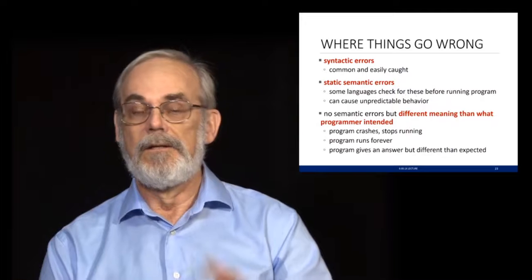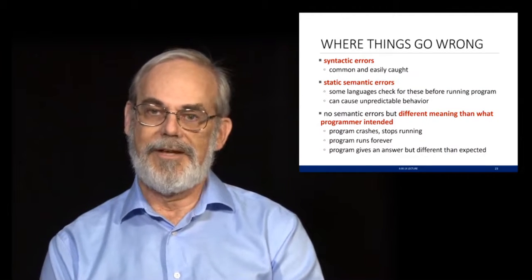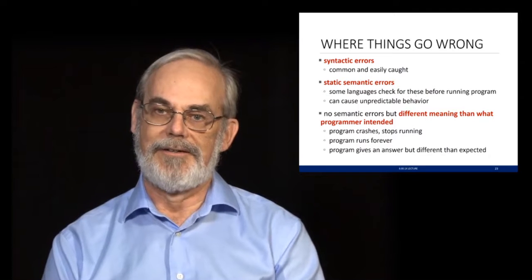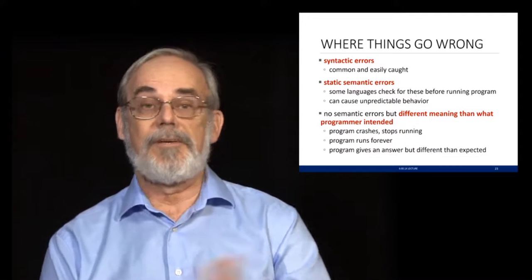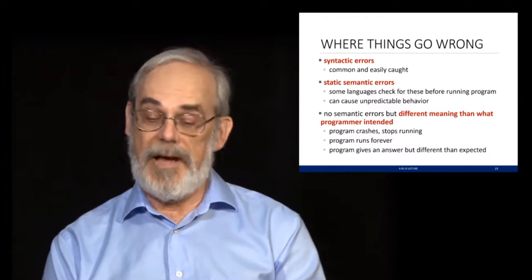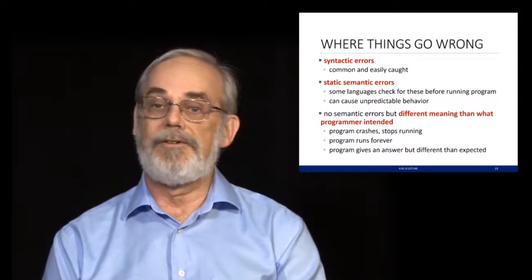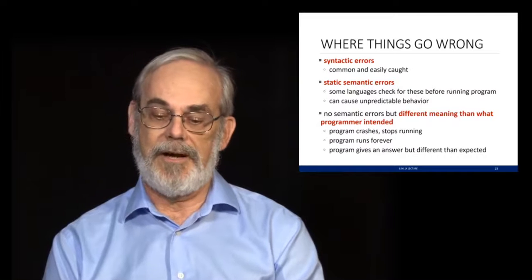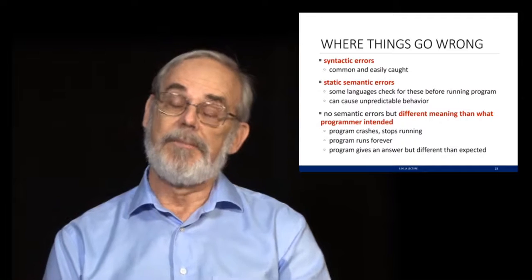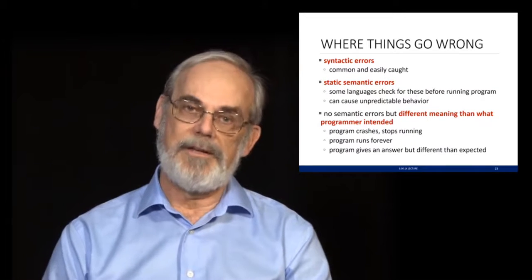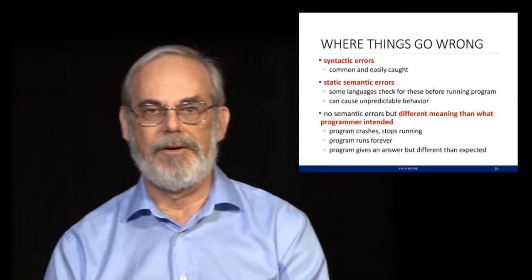The bigger problem is one where there are no semantic errors, but you get a different meaning than what you actually intended. These are the bugs that are challenging and are going to be difficult to find, but you need to find. And what are some of the consequences? The program could crash, simply stop running. Even worse, the program could run forever, or until you get really tired and stop the machine because it's not coming back with an answer. And even worse yet, the program gives you an answer, but it's different than what you had expected, and you're going to use that to draw incorrect conclusions based on that error in computation.